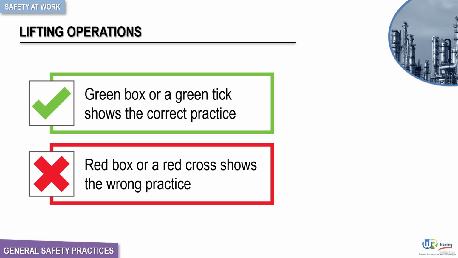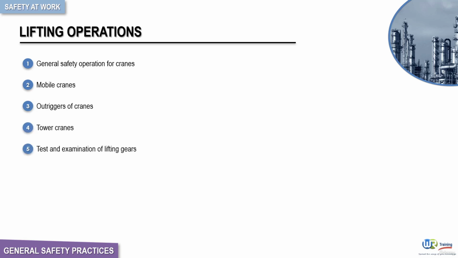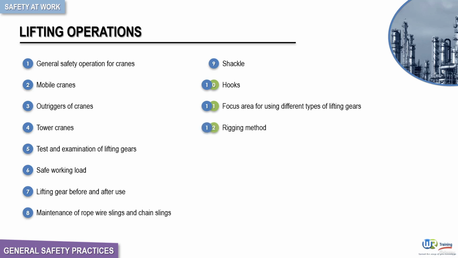The key safe points that will be covered next include general safety operation for cranes, mobile cranes, outriggers of cranes, tower cranes, test and examination of lifting gears, safe working load, lifting gear before and after use, maintenance of rope wire slings and chain slings, shackle, hooks, focus area for using different types of lifting gears, rigging methods, lifting plans, safe lifting, surrounding conditions, and weather conditions. In the next couple of videos, we will examine each one of them in detail.